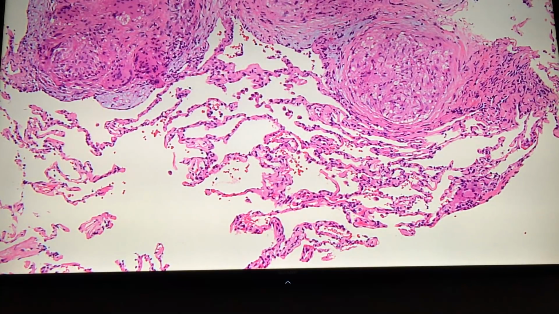Can anybody tell me what the classic clinical finding is in sarcoidosis? How do they usually present? Lymph nodes and infiltrates in the lung. Yes, hilar lymph nodes and infiltrates or nodules, typically small nodules.